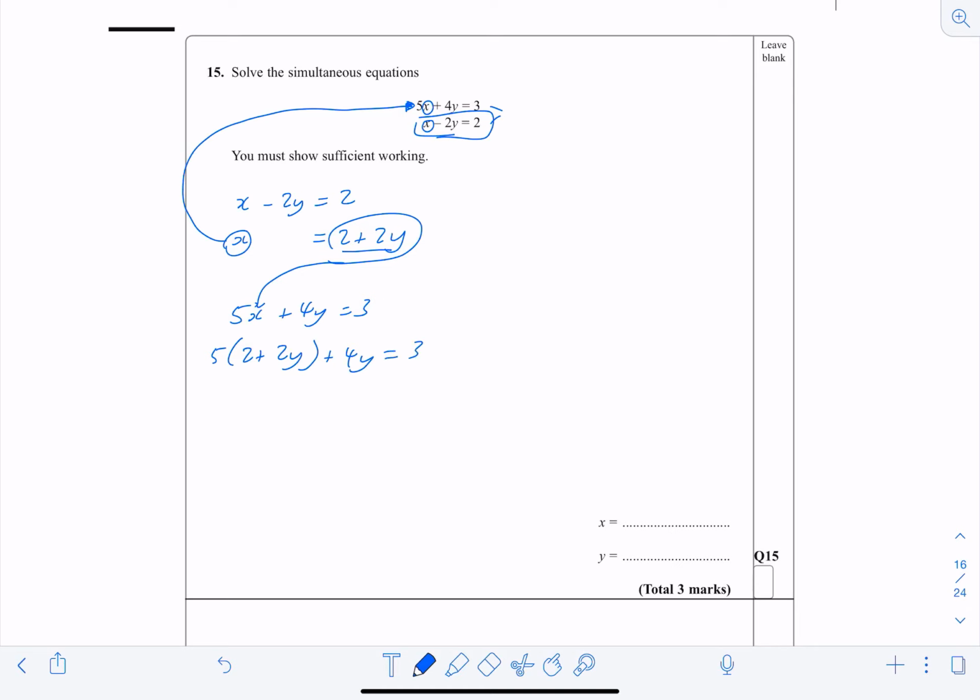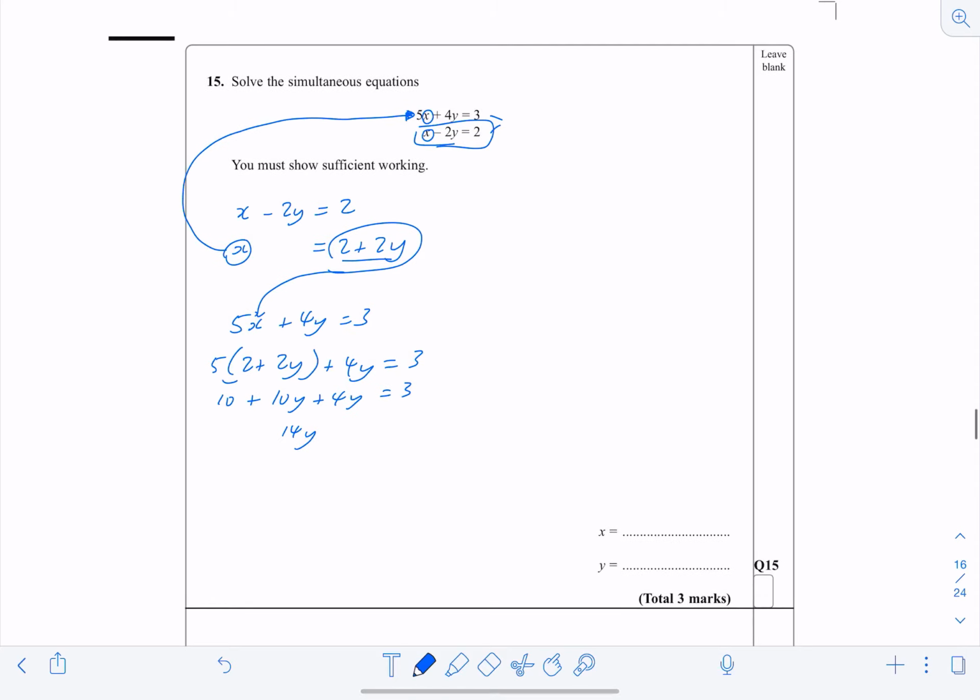Now I can actually solve this quite straightforwardly. 5 times 2 is 10. 5 times 2y is 10y, plus 4y equals 3. So now I can start working this out as well. That's 14y, and minus 10 from both sides equals negative 7. So y equals negative 7 divided by 14, which is negative half.